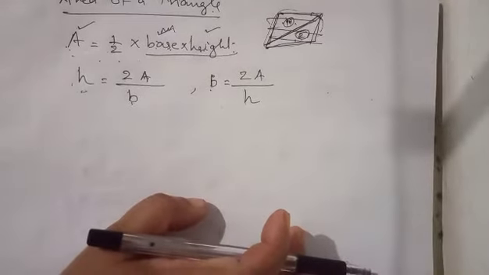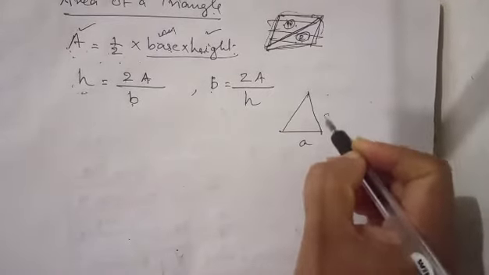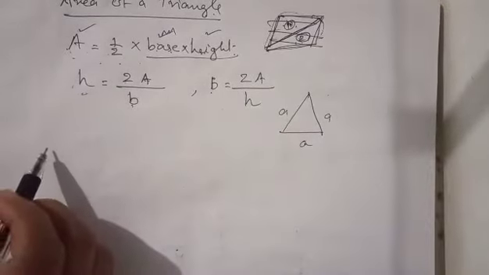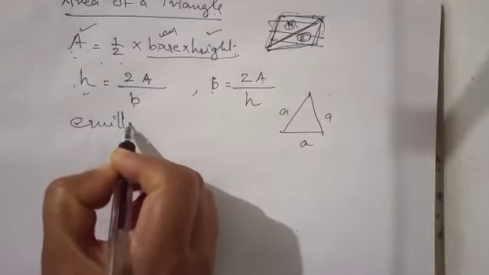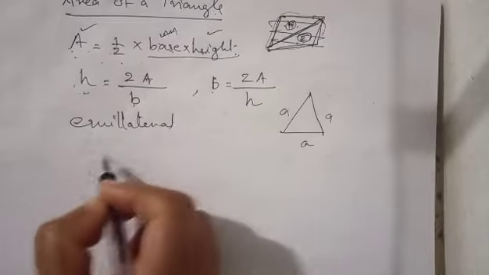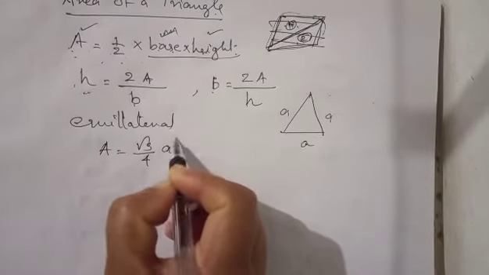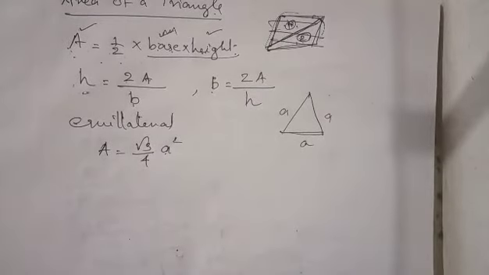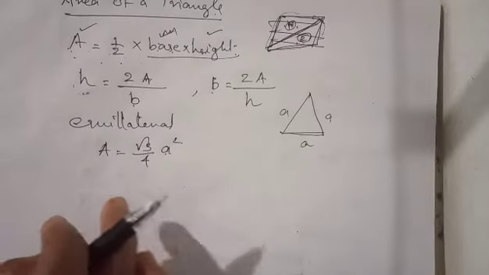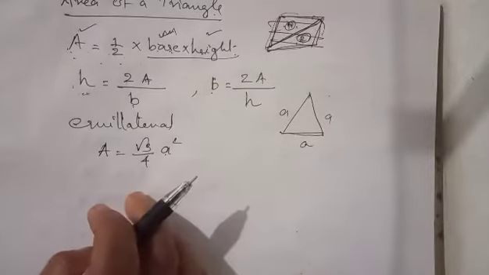If it is an equilateral triangle, all the sides are equal, that we know. So in the equilateral triangle's case, we can say that area is equal to root 3 by 4 a square, where a is the length of one side. Root 3 by 4 a square is the area of an equilateral triangle only. Root 3 by 4 a into a, or side into side.